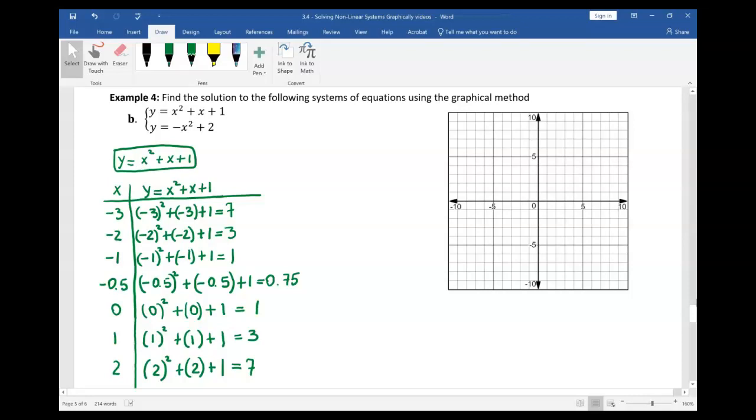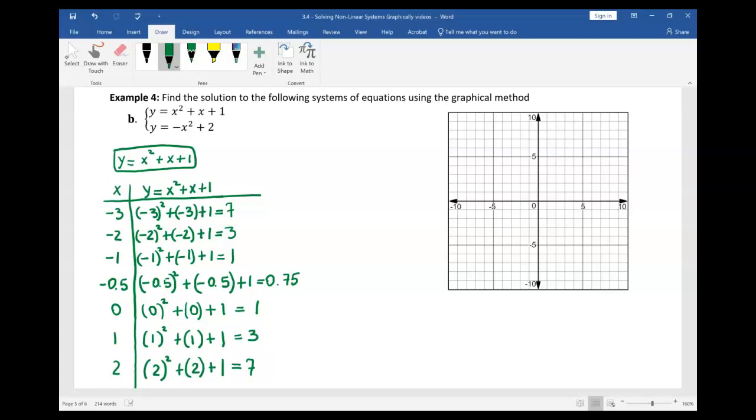So when x equals -2, I got y equals 3. X equals -1, y is 1. X is -0.5, y is 0.75. X equals 0, y is 1. X equals 1, y equals 3. X equals 2, y equals 7.